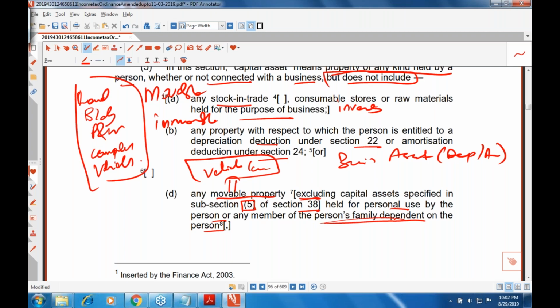So basically any movable property is not a capital asset. That means your computer is not a capital asset. Your vehicle is not a capital asset. Your fixtures and fittings are not capital assets. The gain on them is not considered to be a capital gain.